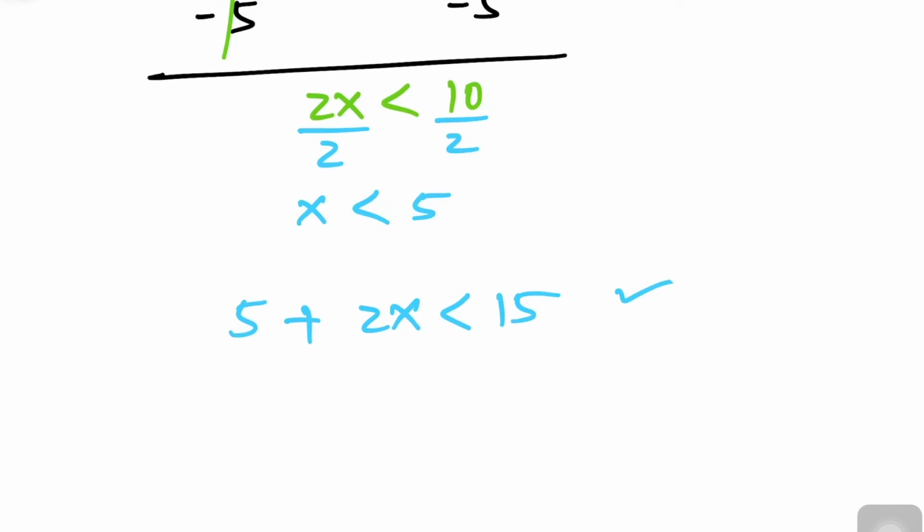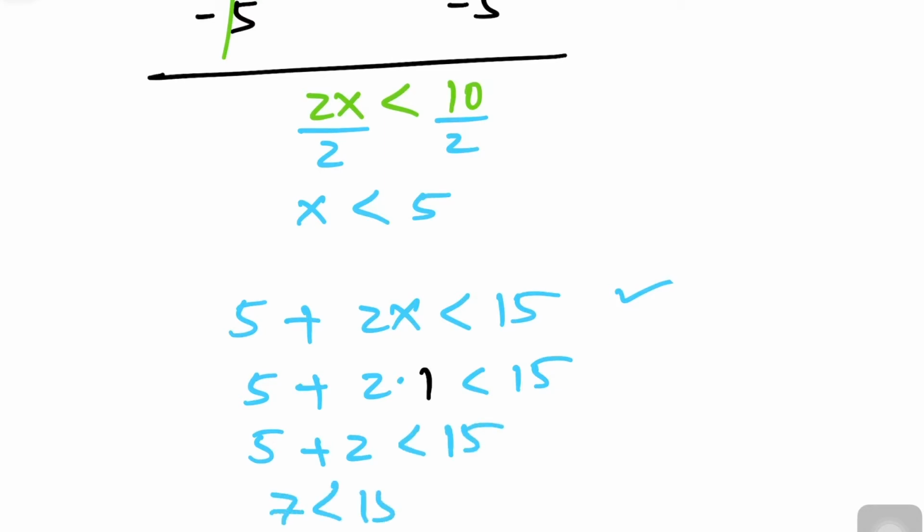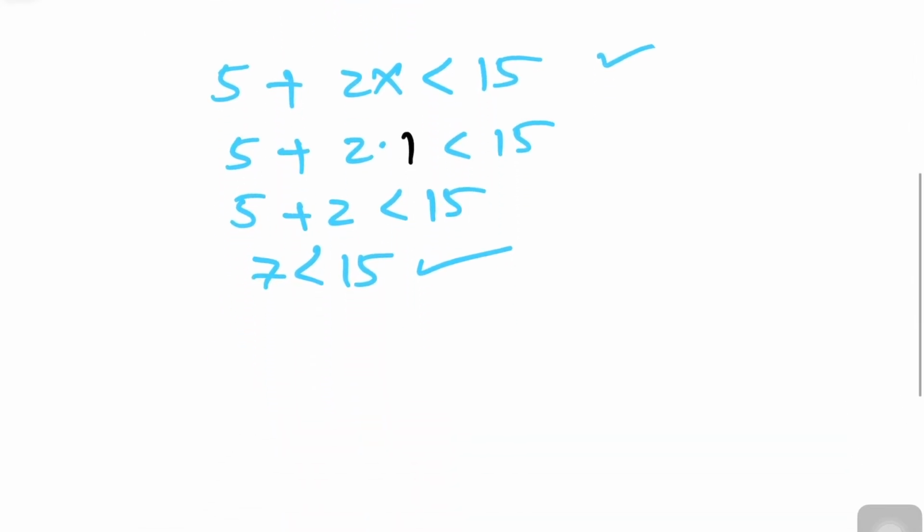Okay, so let's check. Let's say my x is 1. 1 is less than 5. So 5 plus 2 times 1 less than 15. So 5 plus 2 less than 15. So 7 less than 15. So is 7 less than 15? Yes. So as you can see, as long as the x value is less than 5, this inequality will always be true. Okay. But what's going to happen if you choose x equal to 5 or bigger than 5? It won't make any sense, okay? So that's what it means.